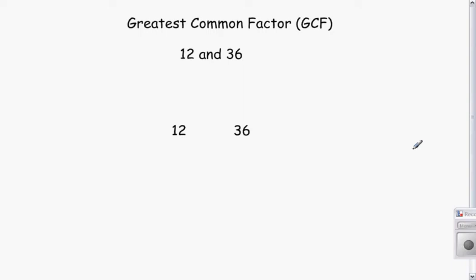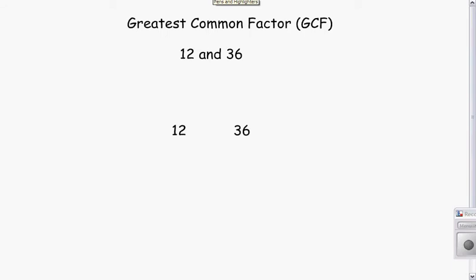Today we're going to be focusing on the greatest common factor, or GCF. Basically what we're doing with greatest common factor is we're trying to find the largest number that goes into both 12 and 36 evenly. We're trying to find a factor, a number that multiplies together, to give me 12 and 36. So there's a couple of ways we can do this.